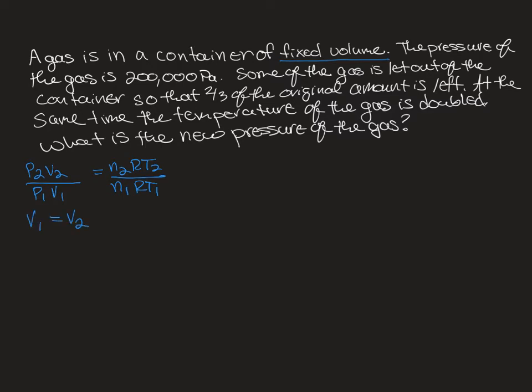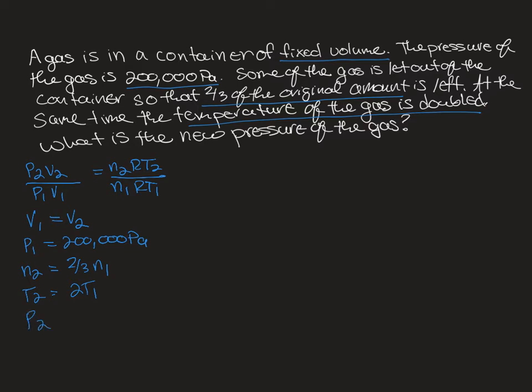And we know that the initial pressure is 200,000 pascals. Some of the gas is then let out so that 2/3 of the original amount is left. The amount of the gas is represented by the number of moles. So N2 is going to equal 2/3 of N1. And then the temperature of the gas is doubled. So T2 equals 2 times T1. And our goal here is to find P2.